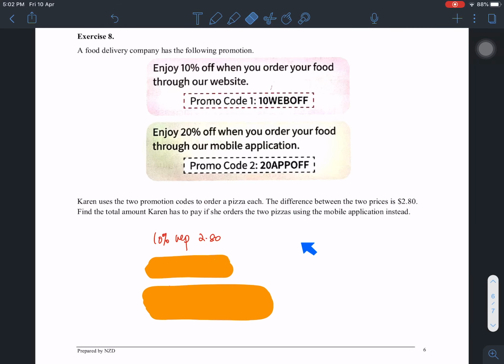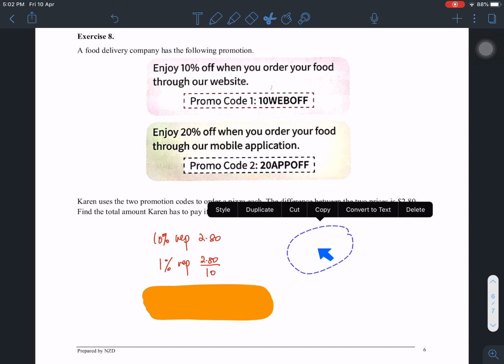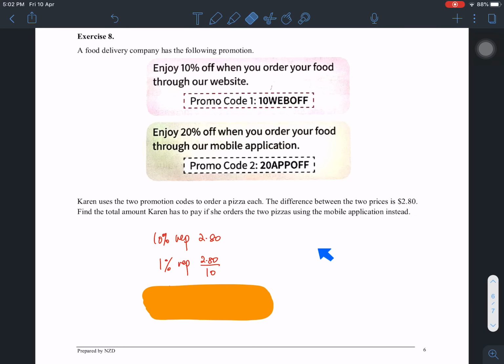So what do we do next? We find 1%. So 1% represents 280 divided by 10. And of course, if I would like to find the price of a single pizza, we are looking at 100%. So we will simply multiply our answer over here by 100. So that gives us $28. Okay, are we done yet? This is simply the price of a pizza.